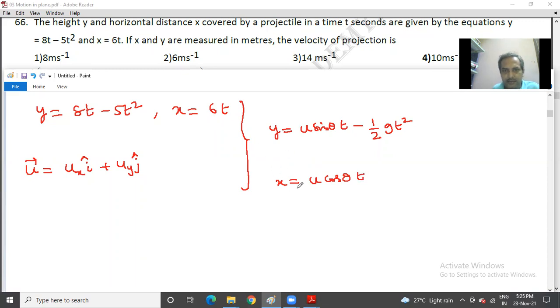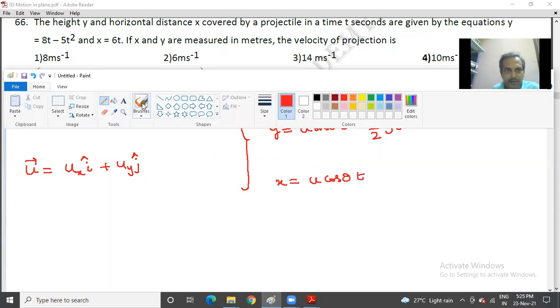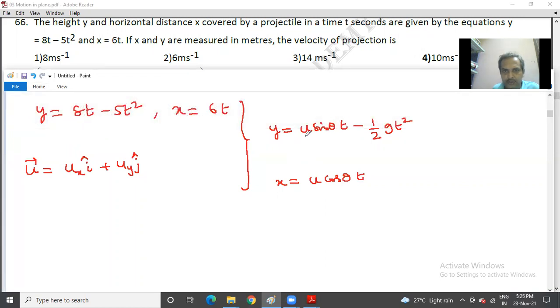Now let us compare. See, u sin theta is equal to 8. Then anyhow, if you simplify this, this is minus 5t square only because g is 10. Similarly, if you compare x equal to u cos theta into t, u cos theta will be equal to 6.